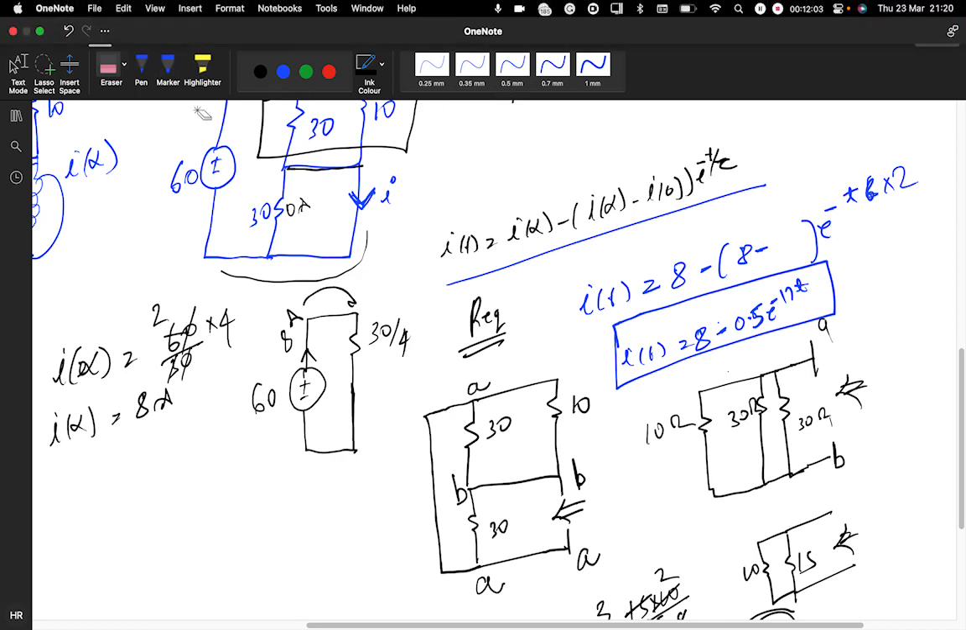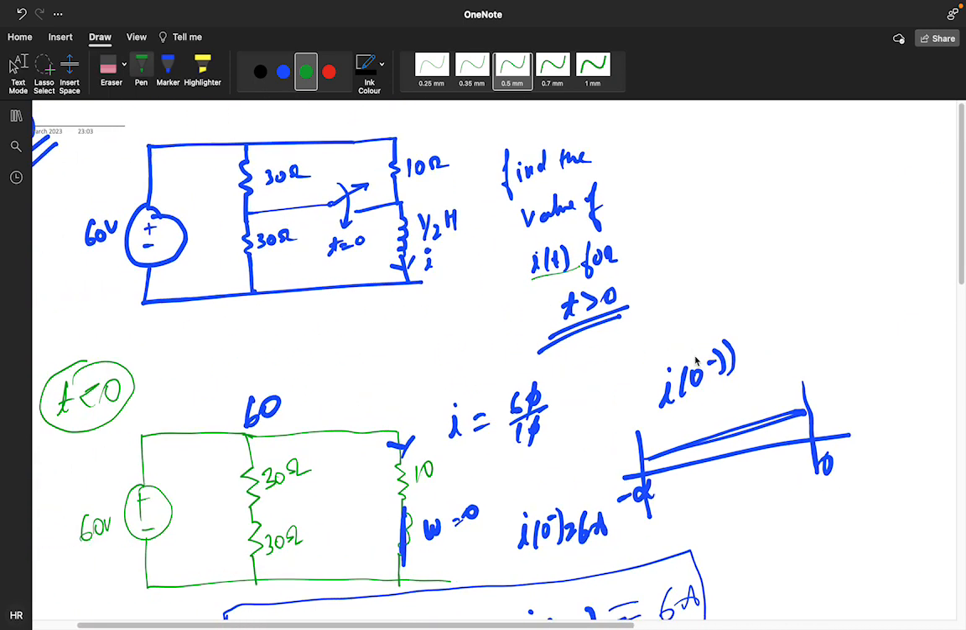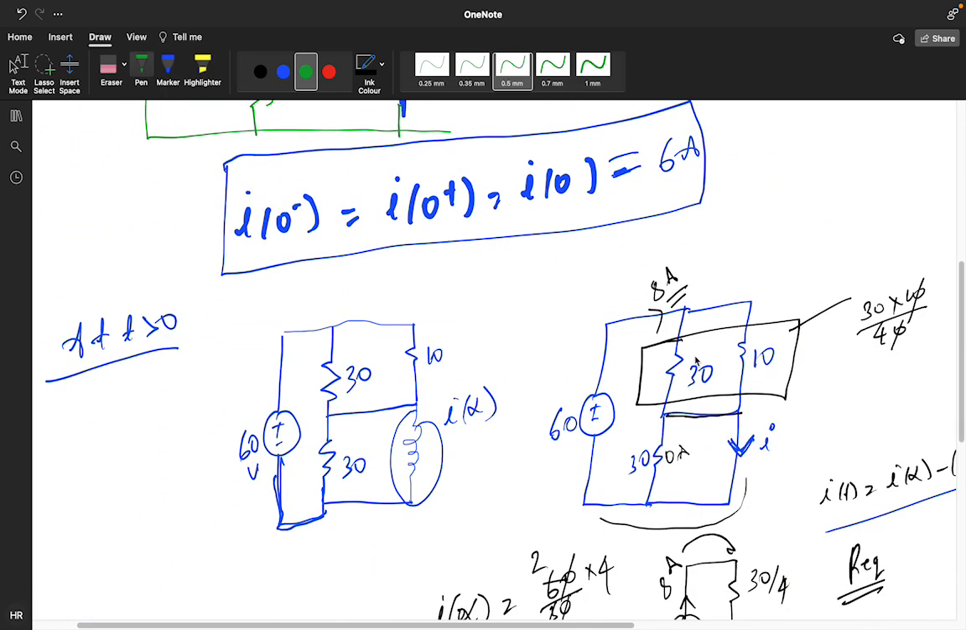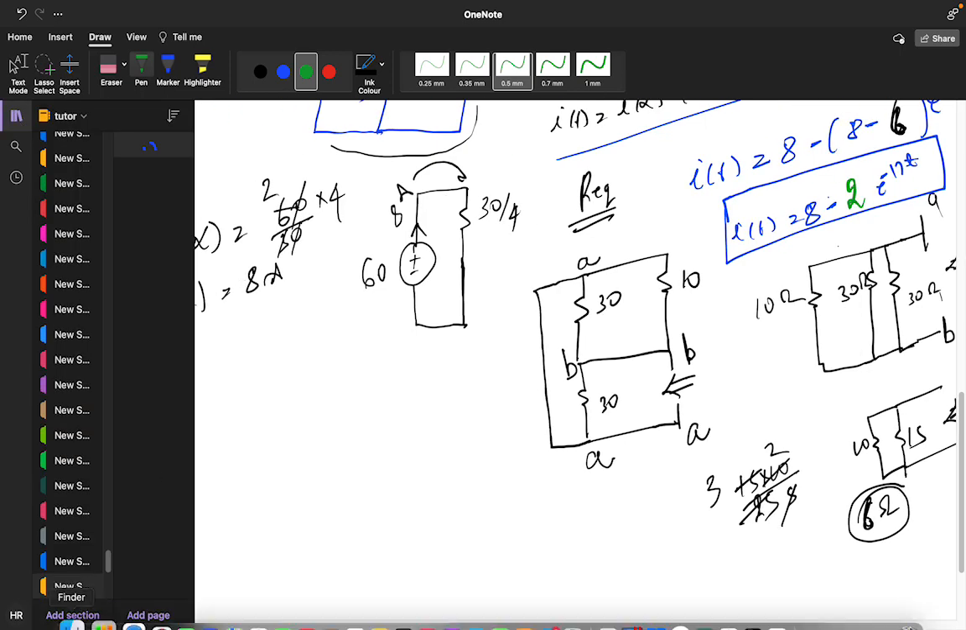Okay. So if I of 0 was 6, as we substitute, 8 minus 6 will be 2. Rest all the things are right. So I of 0 value we got 6. Yes, the answer is correct only. So 8 minus 2 e power minus 12t. Right? Yes, sir.